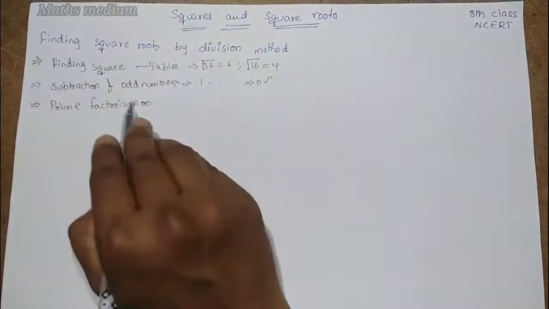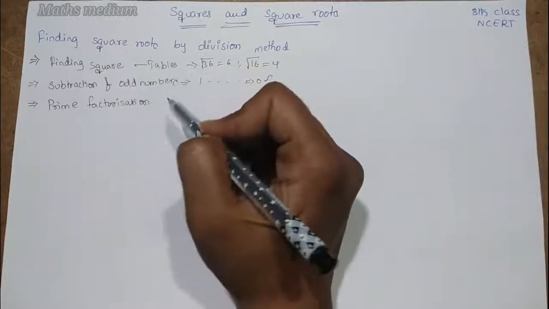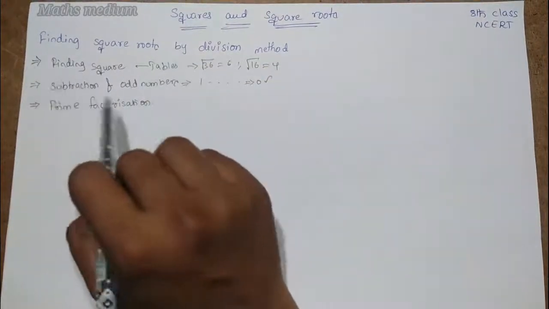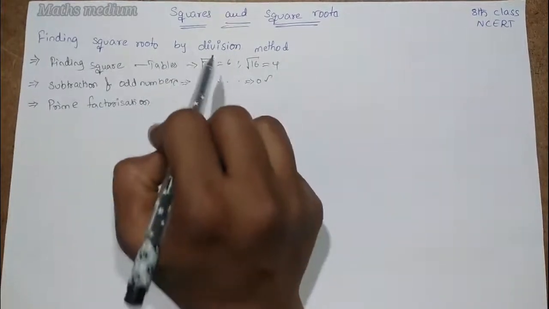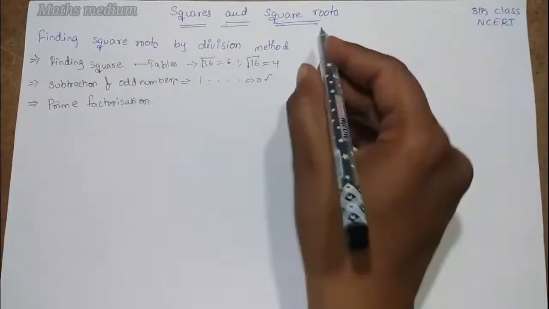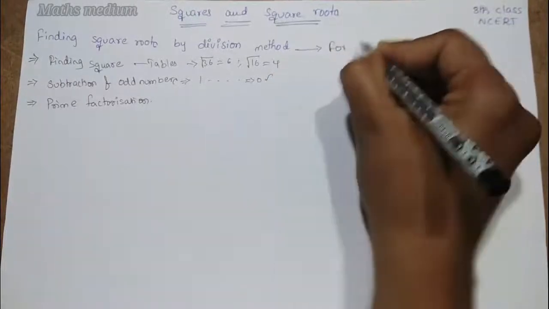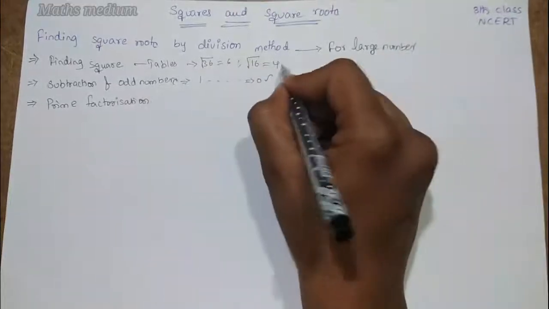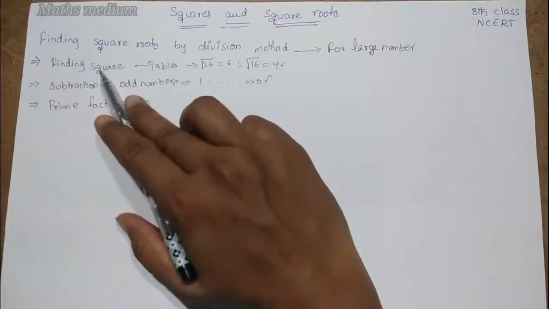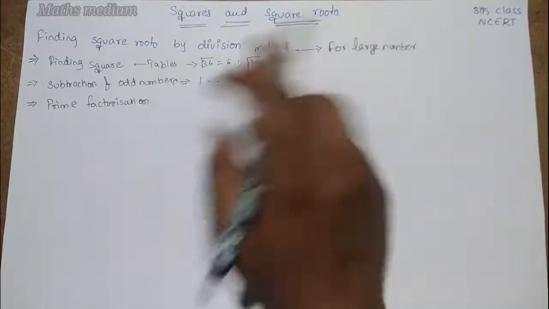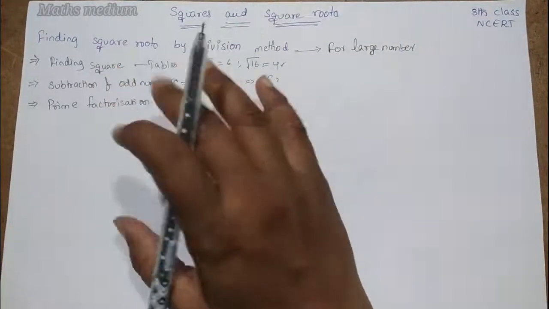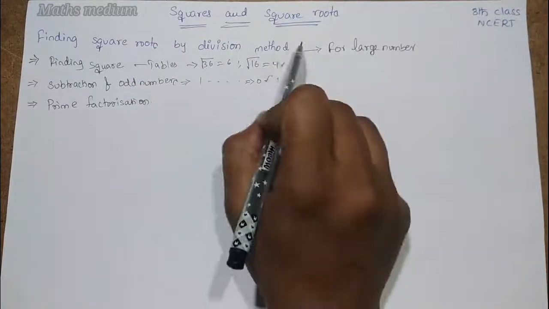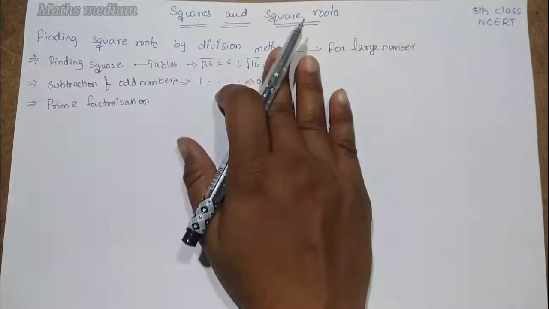Coming to prime factorization, the given number is broken down into prime numbers only. But the division method is for large numbers only, because the first method takes 2 or 3 seconds, the second method takes about 2 minutes, and prime factorization takes 5 minutes. For large numbers, the method we have to use is the division method. I will explain with an example, then you will get a better understanding.